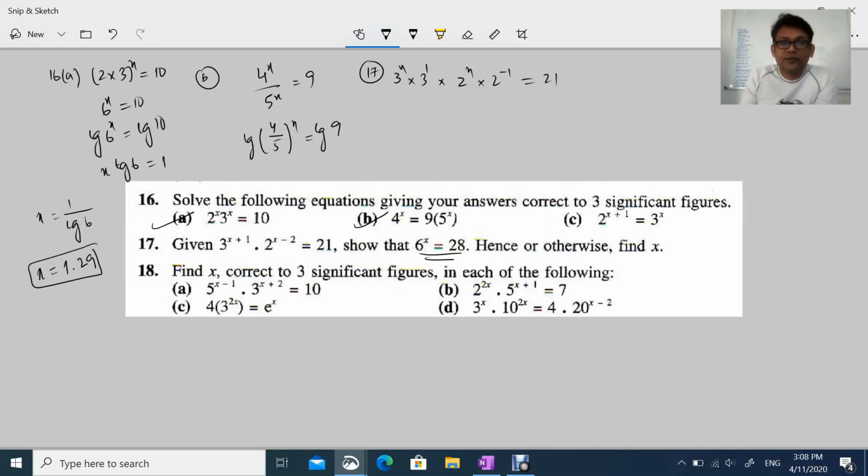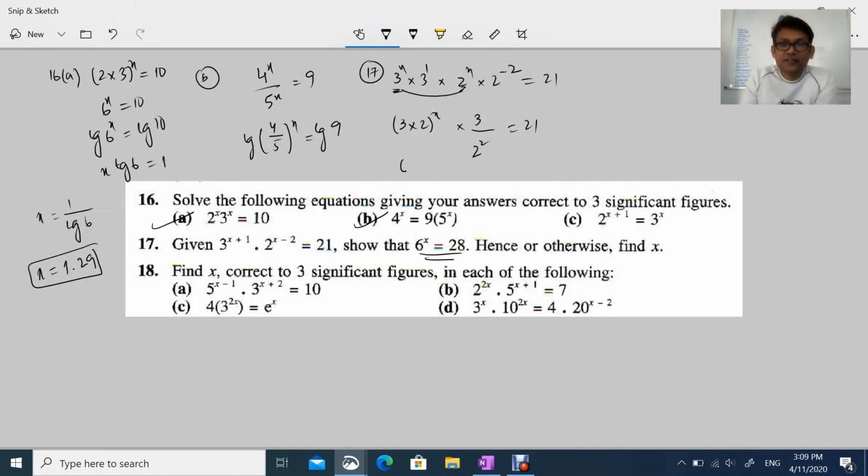And we need 6 power x. So this 3 and this 2 we can write together: 3 into 2 whole power is x. This 3 power is 1. This 2 power is minus 1. Sorry, this 2 power is minus 2. This minus 2 is here. So this 2 divided here, you can write 2 power 2 is equal to 21.